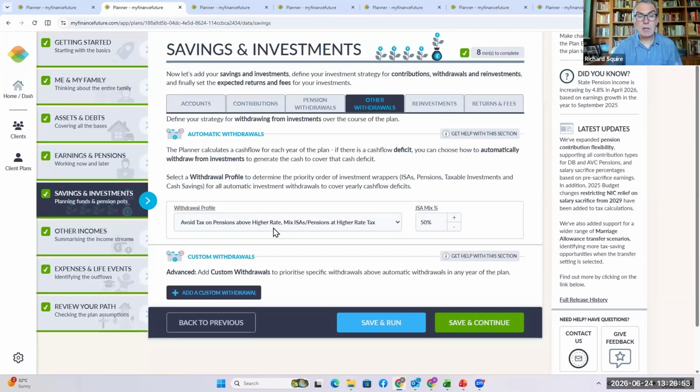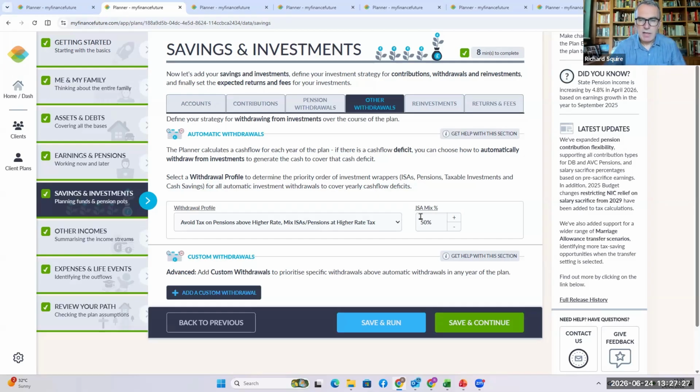And by above higher rate, we mean 100k and above, where we're starting to pay tax in the 60k band, and then 45% additional rate tax above about 125k. So we're going to try and avoid tax on pensions in that band by limiting our pension withdrawals to 100k. And then also within the higher rate band, say below that, we're going to mix ISA and pension withdrawals so that we further reduce our pension withdrawals and pay a bit less in higher rate tax.